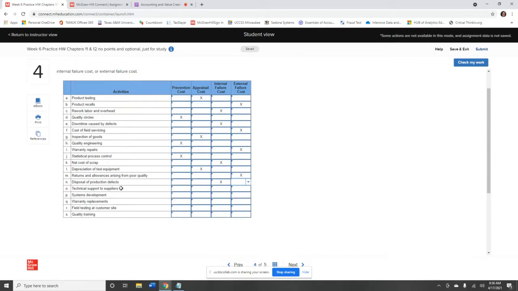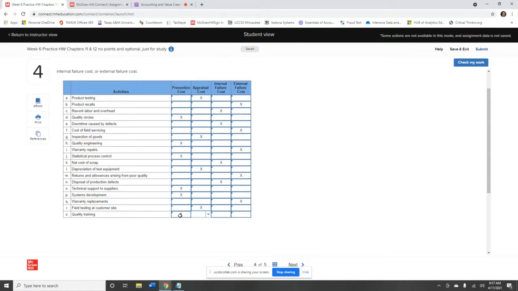Technical support to suppliers is helping you prevent problems from stuff coming in. A supplier is supplying you with raw materials or component parts, and if your component parts are good, then your product's going to be good. So when you help your suppliers, you're helping prevent problems at your place. System development is working on your process and making it better, so that's prevention. Warranties and replacements are pretty clearly an external failure. Field testing at a customer site: that word testing is an appraisal. And quality training, of course, is prevention. So there you go, that's problem 4 from your practice homework, and it's just about recognizing the costs of quality.